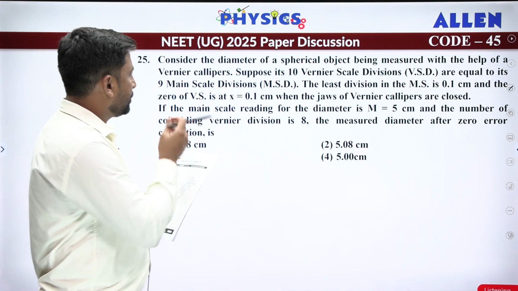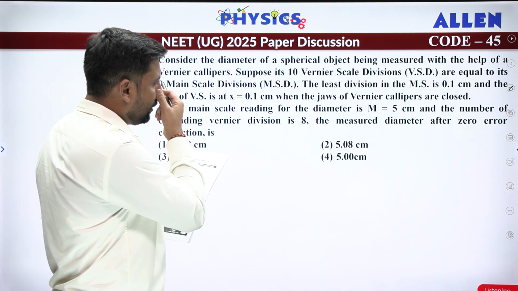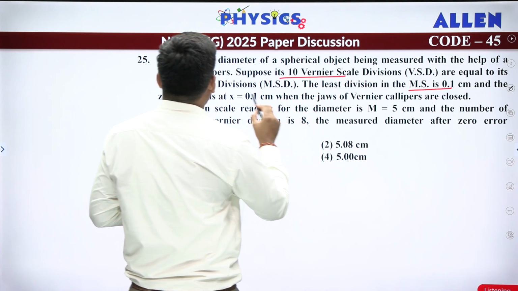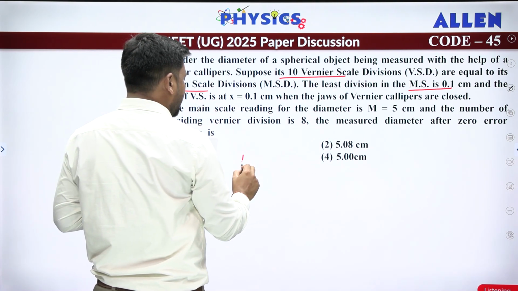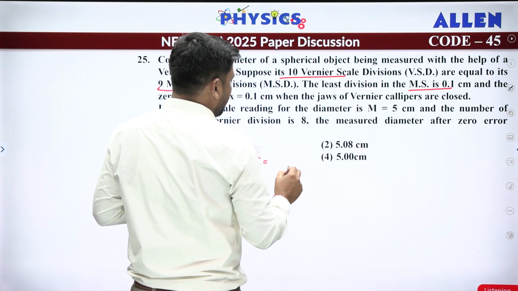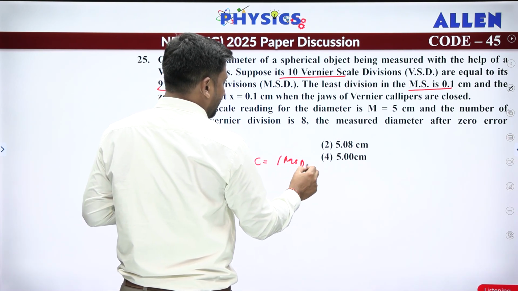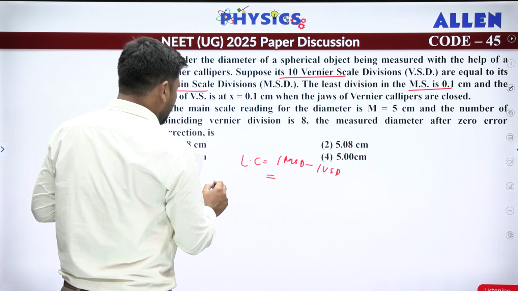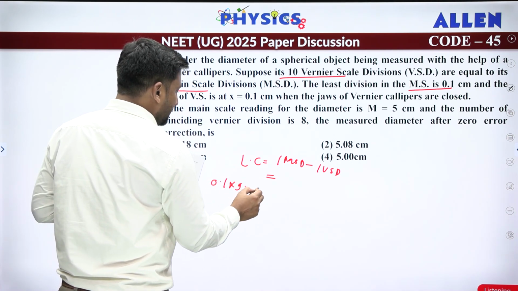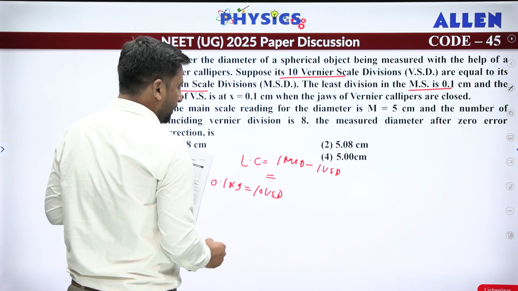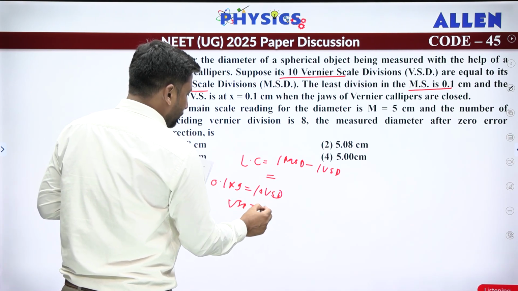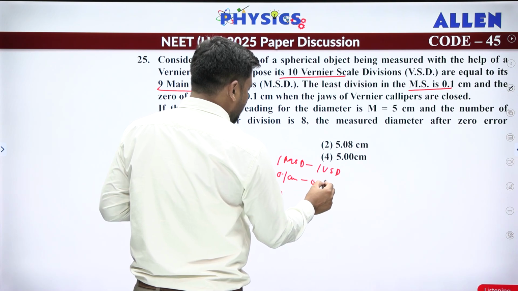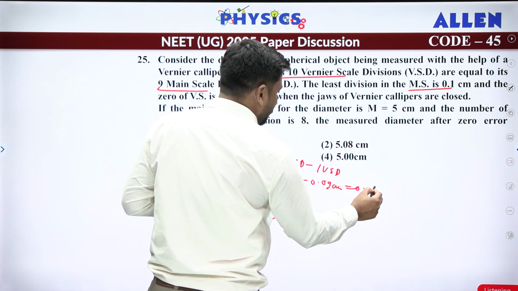Now question number 25, in which they have given the least count for the main scale as 0.1, and 10 Vernier scale divisions are matching with 9 main scale divisions. So we can say the least count is 1 MSD minus 1 VSD. From here, it is given that 0.1 into 9 is the same as 10 VSD. So that becomes VSD as 0.09. So if you put the value here, 0.1 centimeter minus 0.09 centimeter, you will get 0.01 centimeter as the least count.